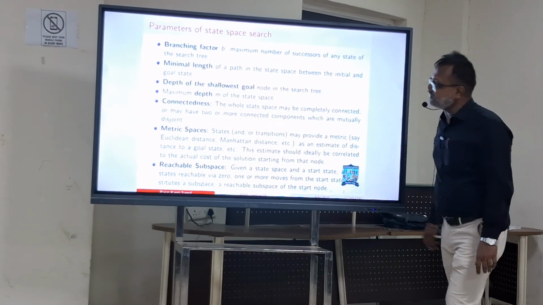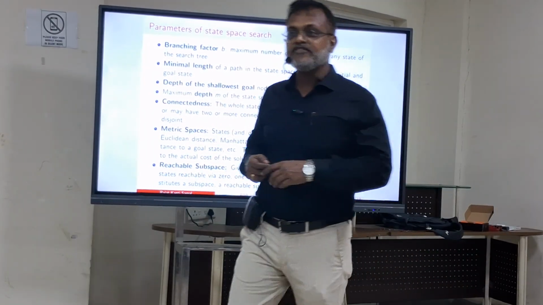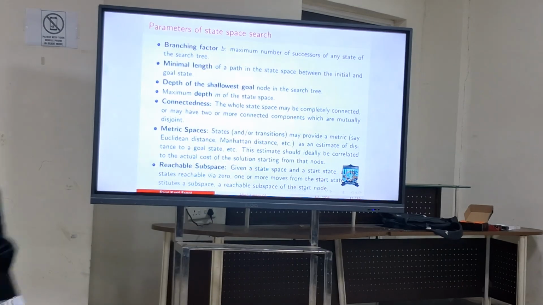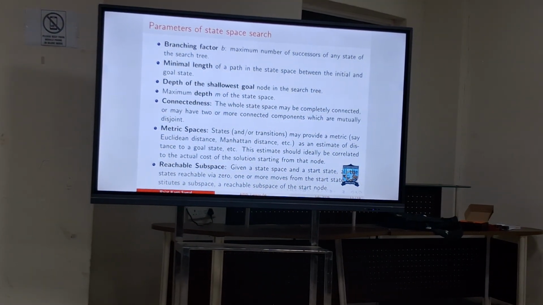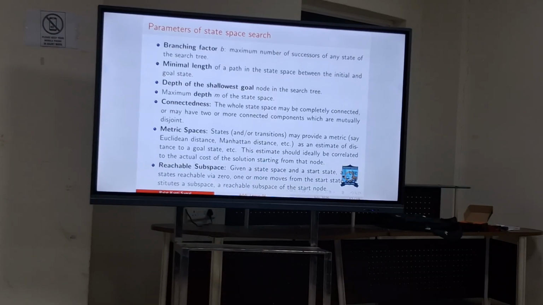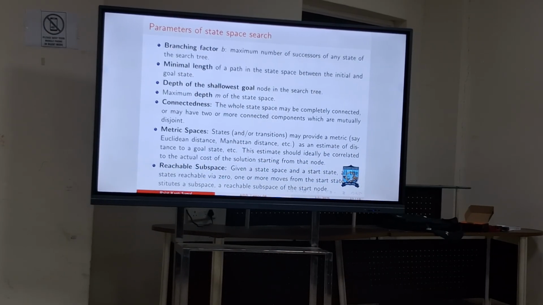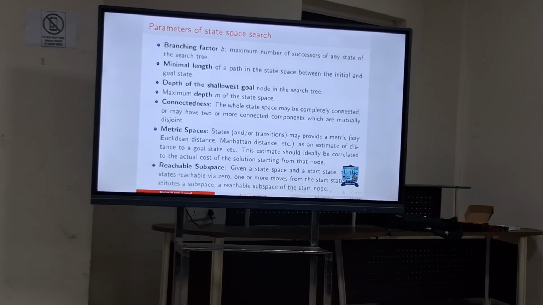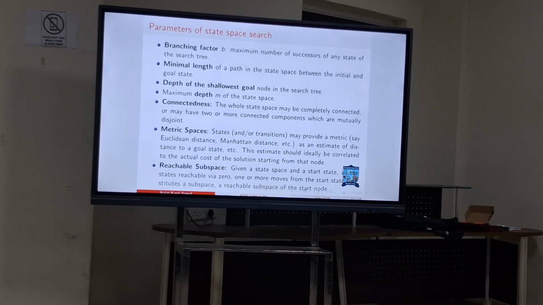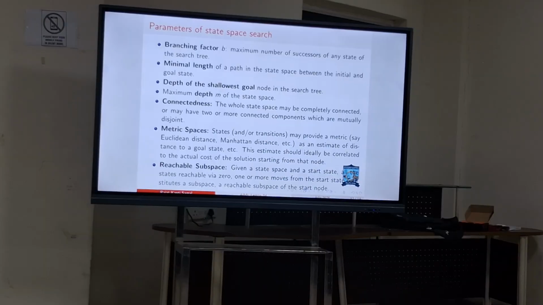So what are the parameters? First is the branching factor, how many directions you can go from a node. For example, after you see the Tapovan restaurant, you can go through the Badakera path or you can go directly through the Dhawaleswar path. So that is known as the branching factor. How many branches you can make from a node? Minimal length, obviously the minimal length from here to the goal state. The minimal length is to follow the river, but you cannot go through that, right?